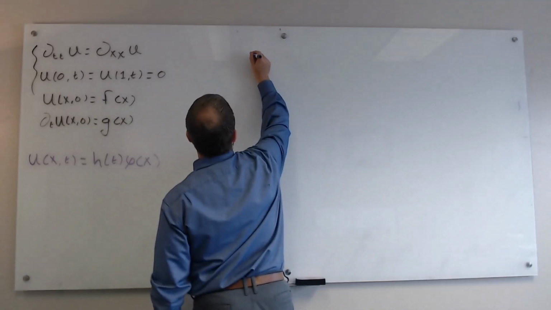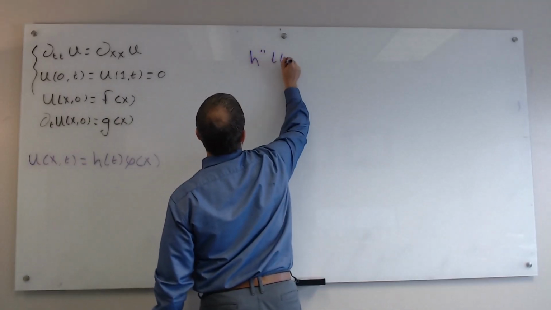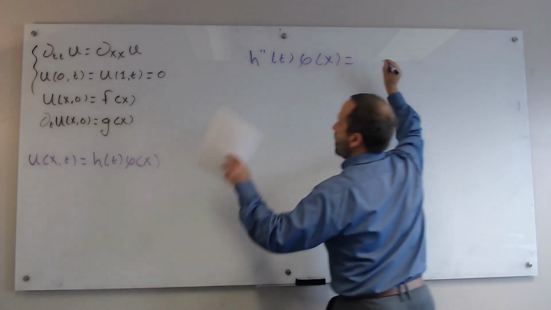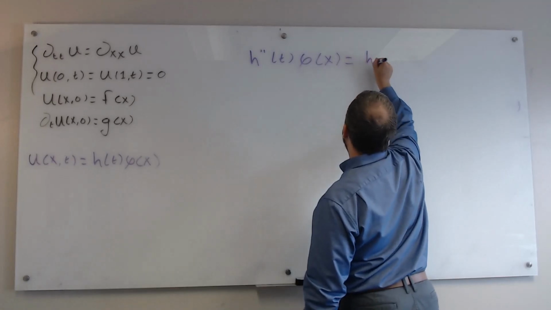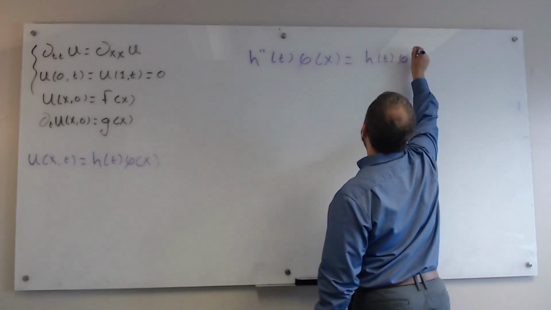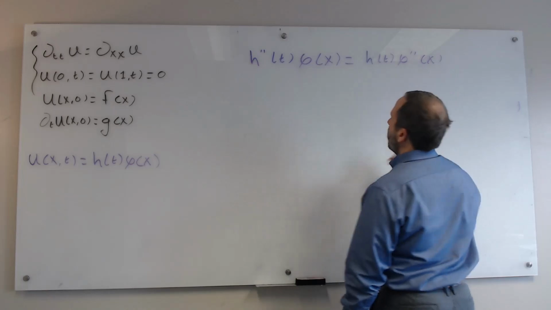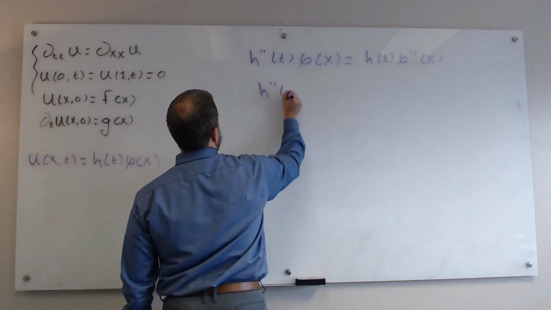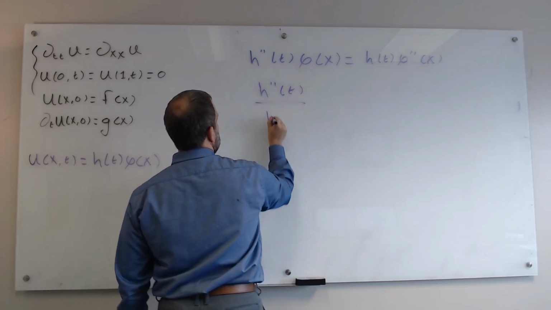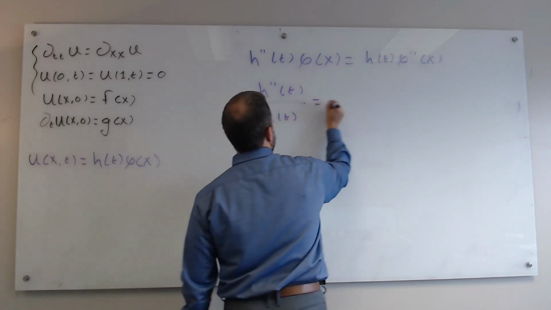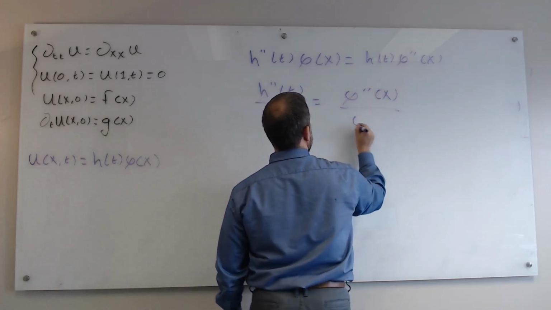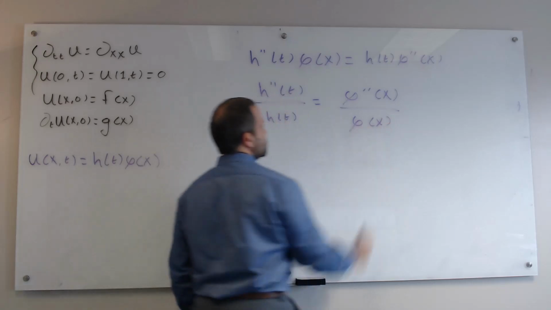All right, so if we plug this into the differential equation, on the left-hand side, we have h double prime of t times phi of x, and on the right-hand side is going to be h of t times phi double prime of x. We're going to do the rearrangement that we did before and get h double prime of t over h of t is equal to phi double prime of x over phi of x.